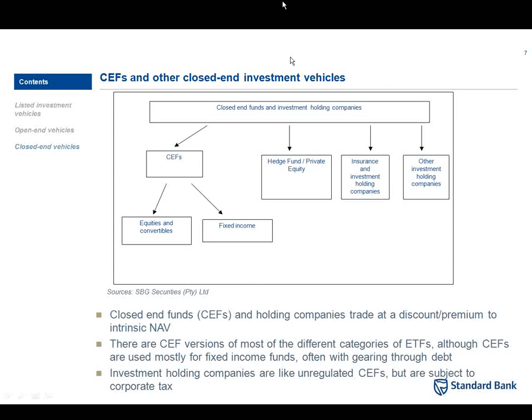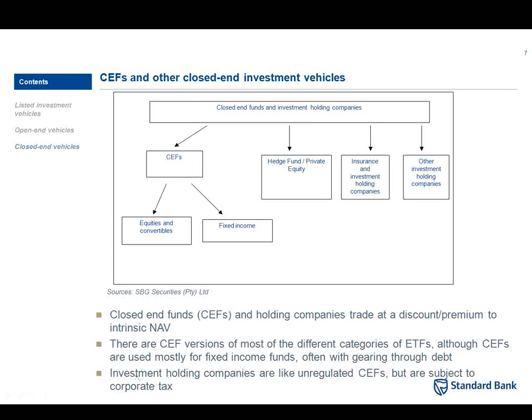So we come to closed-end funds and investment holding companies. Essentially, the bulk of these closed-end funds are invested in equities or convertibles, like convertible bonds and convertible prefs, and then pure fixed income or a mixture of equity and fixed income. And then hedge fund, private equity, investment holding companies that are also classed as insurance companies because they have a big reinsurance or casualty insurance component, and then more of your classic sort of investment holding companies.